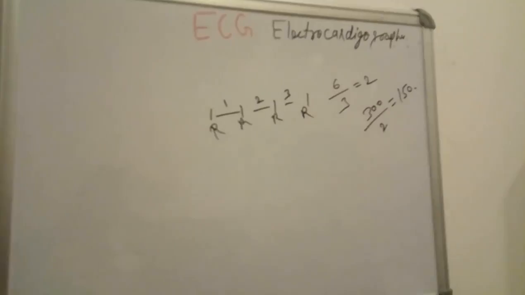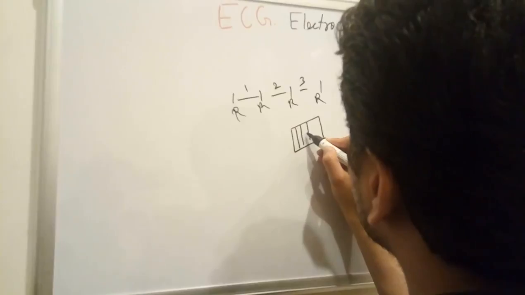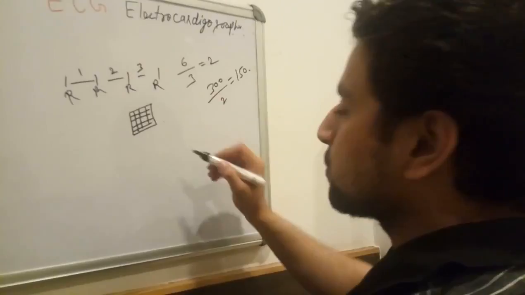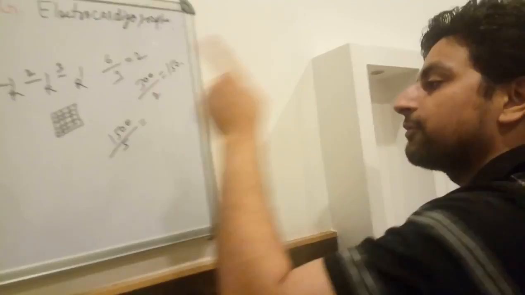And another thing: in one large box there are 1, 2, 3, 4, 5, these are the five small boxes. If we take small boxes, like 5 small boxes, we divide 1500 by it. If it's large boxes we divide 300 by the RR interval, if small boxes we divide 1500.